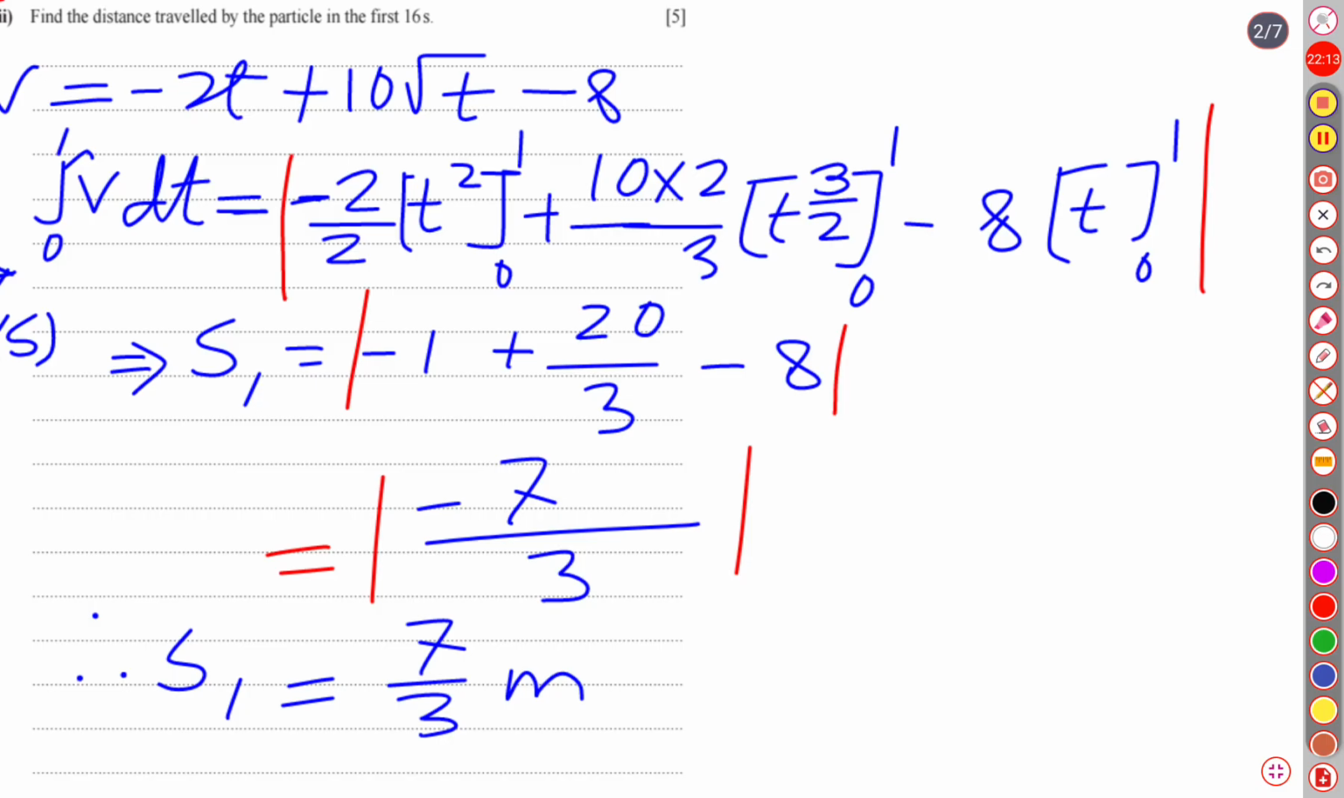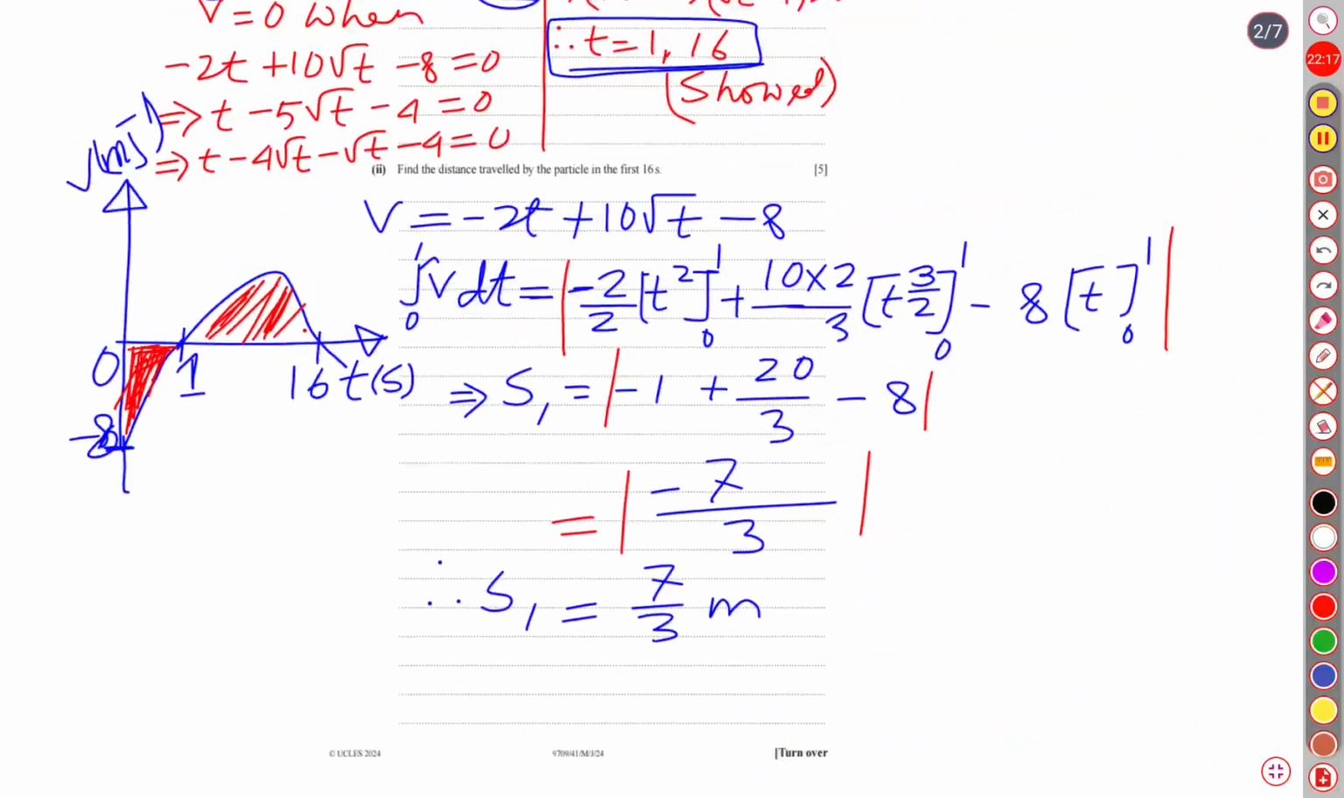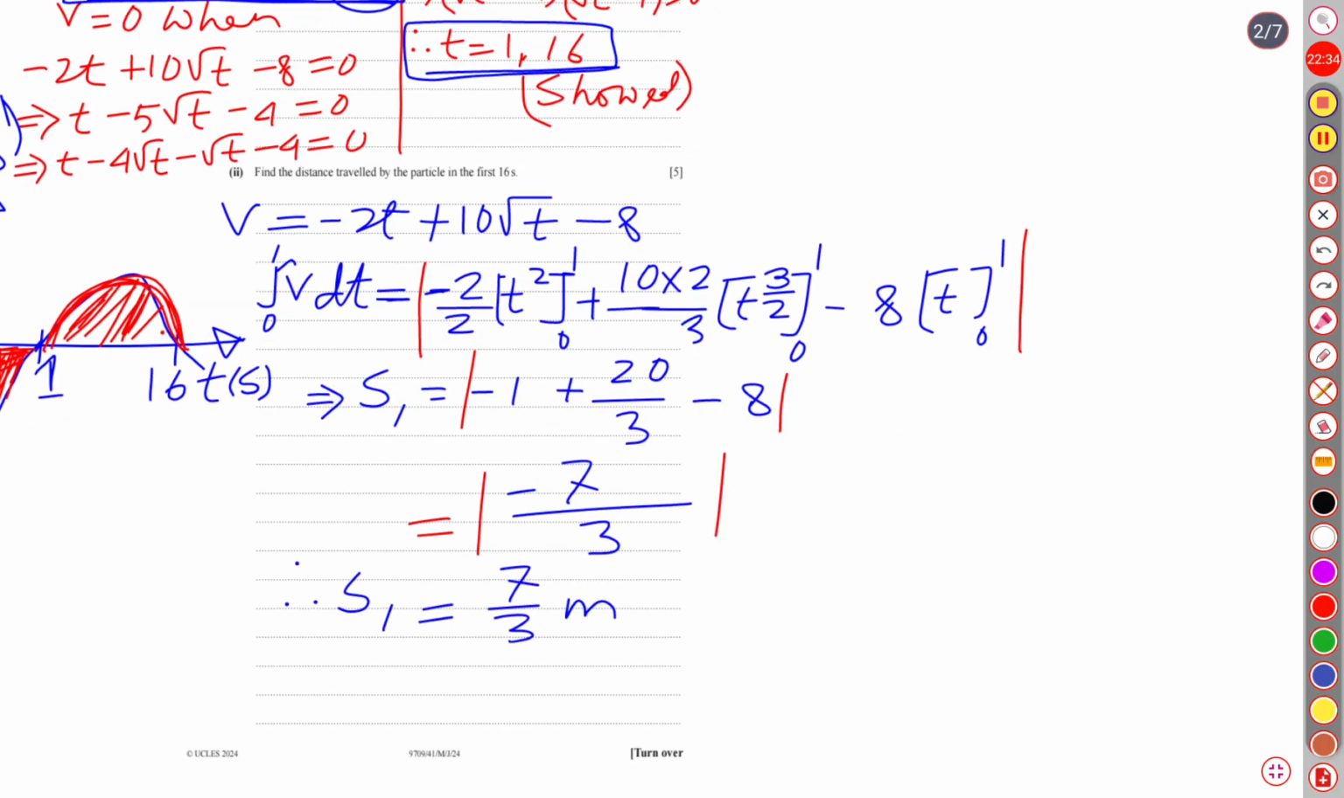Now look at this from the graph, what did we learn? That this is the graph. So the second part is actually this portion. This portion is lying above the x-axis, so definitely this will produce a positive value. So let us write S2. Our S2 is going to be, let me write it just over here, S2.